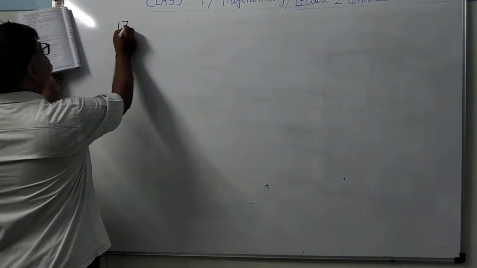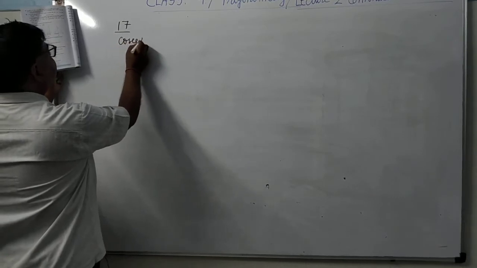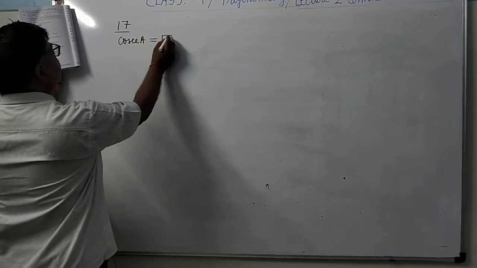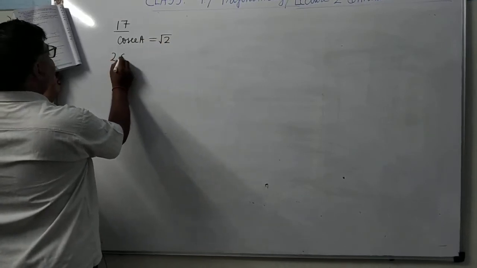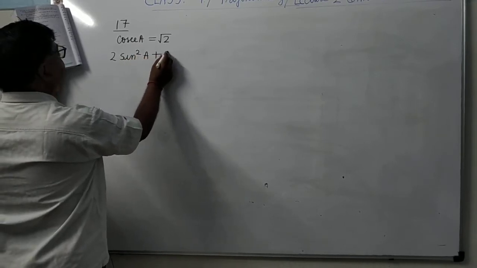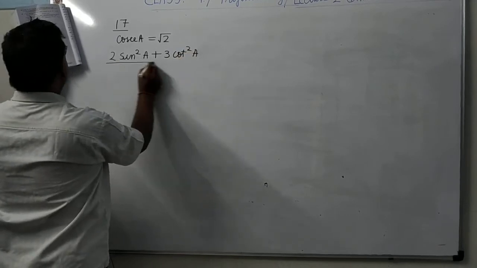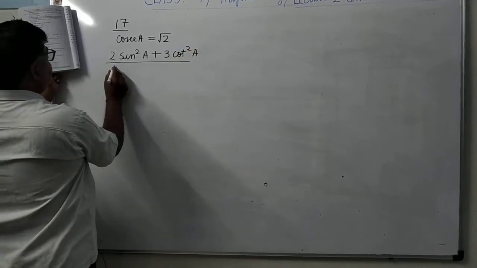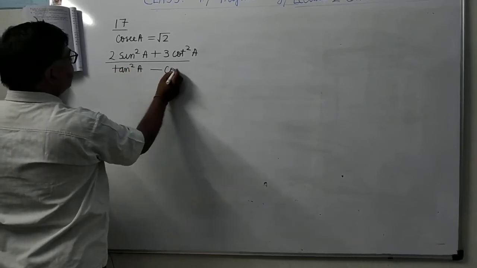You can see here, cosec A equals root 2. This is given, and you have to find the value of (2 sin square A plus 3 cot square A) divided by (tan square A minus cos square A).